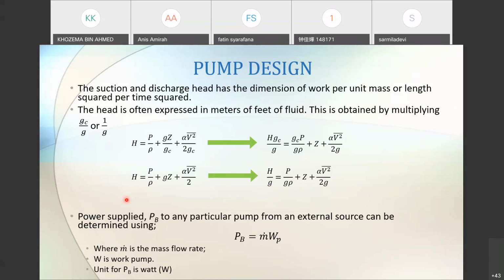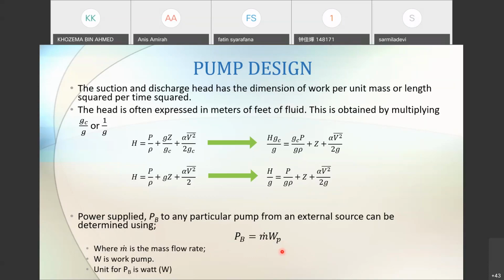Now the second thing that we need to calculate is the power supplied to the pump. Power supplied to the pump, the term is PB, to any particular pump from an external force, can be determined using PB is equal to M dot times WP. So M dot is the mass flow rate. Mass flow rate will have a unit of mass over time. For example, one of the units for mass flow rate is kg per minute or kg per second or kg per hour, which is mass over time.